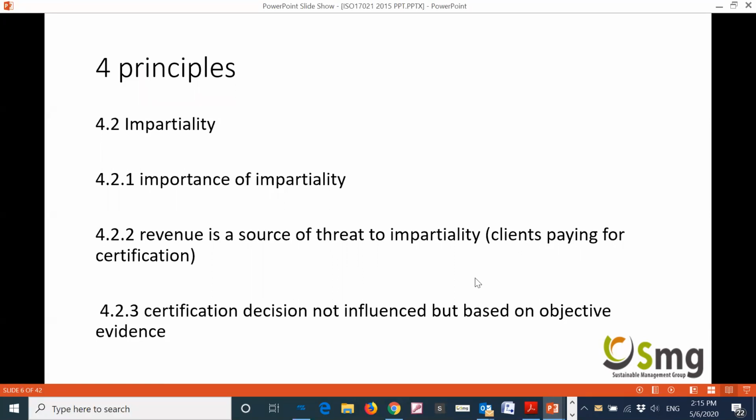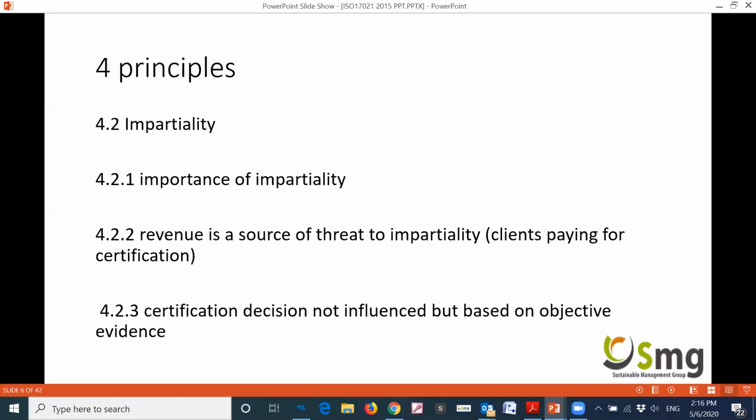Now, one of the tricky impartiality issues is that we collect money from our clients. When we do the certification business, we charge our client money. Because we're charging them money and they have to pay us, that could be a source of threat to impartiality, because we are thinking if we make the client unhappy, then probably they will not pay us, or even if they pay us, probably they will go somewhere else and then we're going to lose revenue.